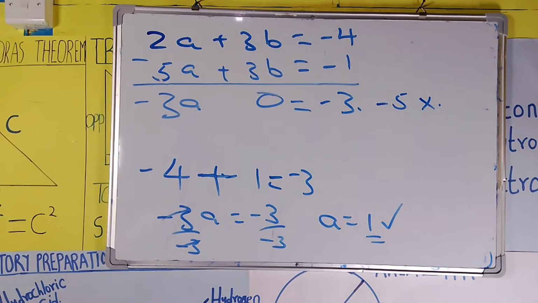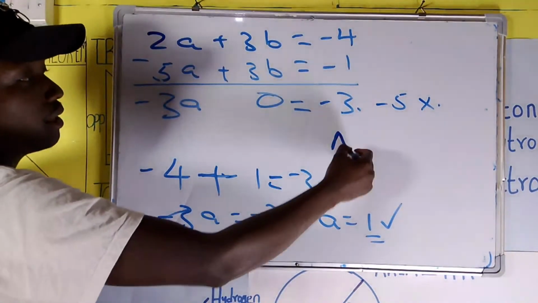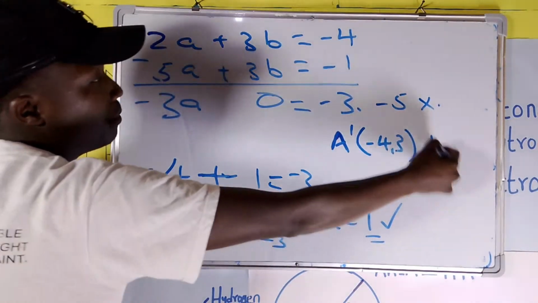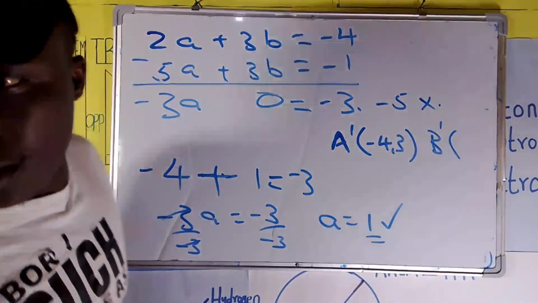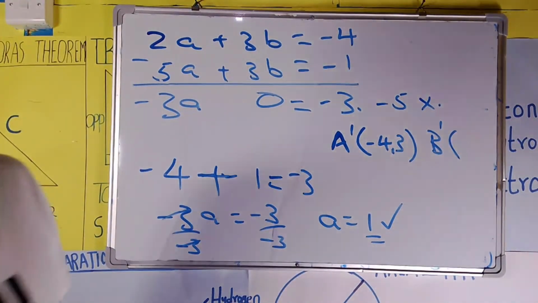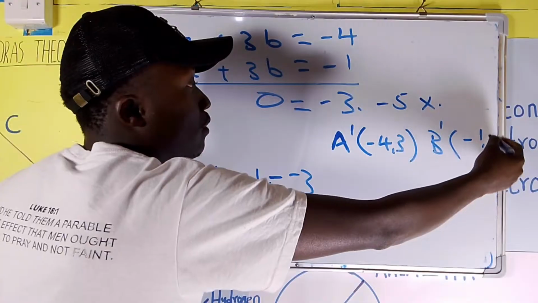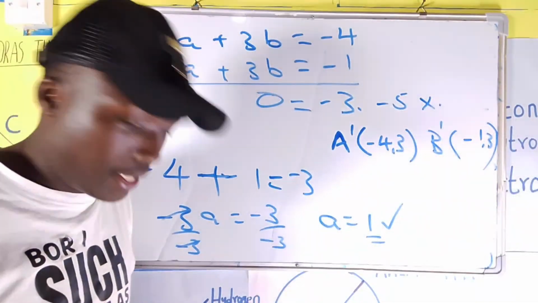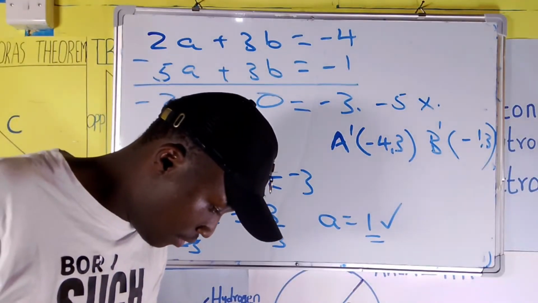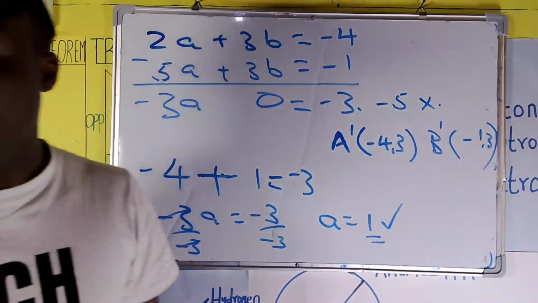And for this other one, b, there you wrote -4, 3. The coordinates A prime (-4, 3), B prime should be (-1, 3), not (-1, 1). It should be (-1, 3). Do that correction.